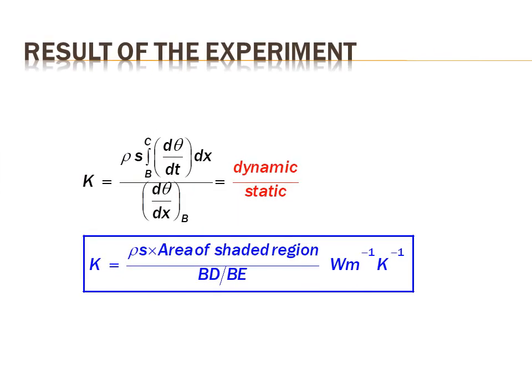Substituting the values of the terms obtained from the static and the dynamic parts of the experiment, we obtain the final expression for the thermal conductivity K to be rho s into the area of the shaded region divided by BD by BE, with the units watt per meter per Kelvin.